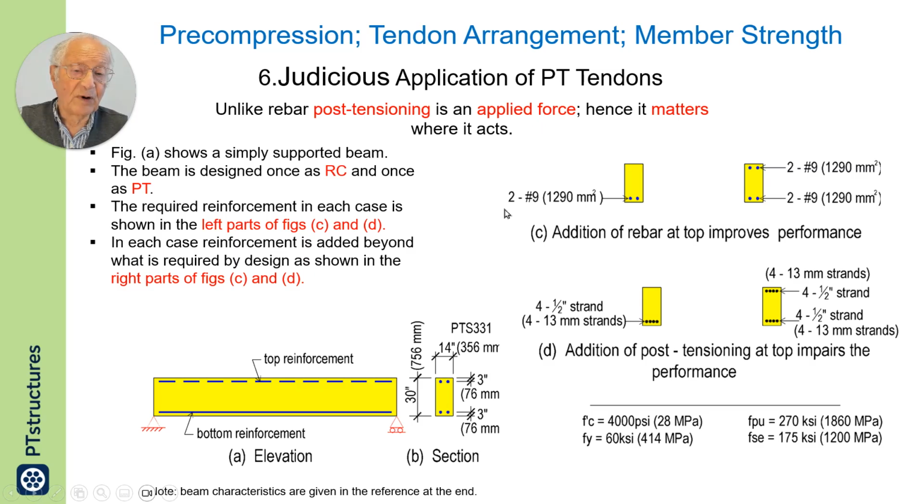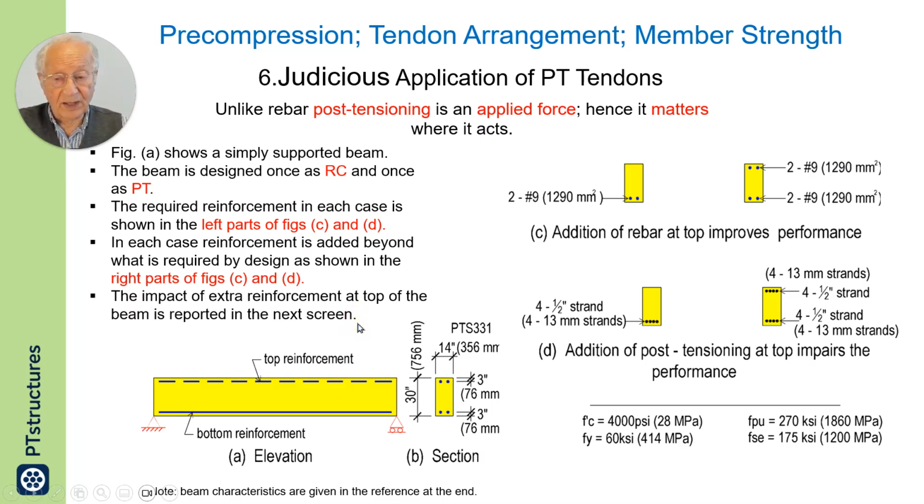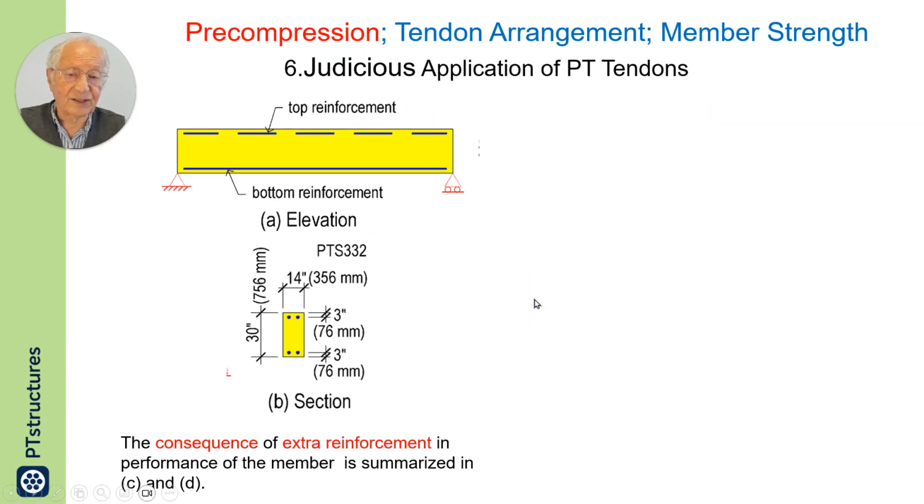Here, 2 bars were required. I have added additional 2 bars on the top. 4 strands were required at the bottom. I have added 4 strands on the top. So I have added rebar or post-tensioning that were not required by design. Now, the impact of extra reinforcement at top of the beam is reported in the next session.